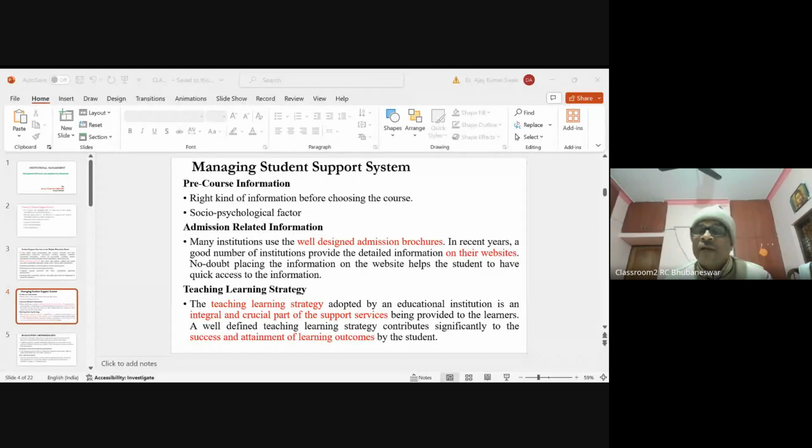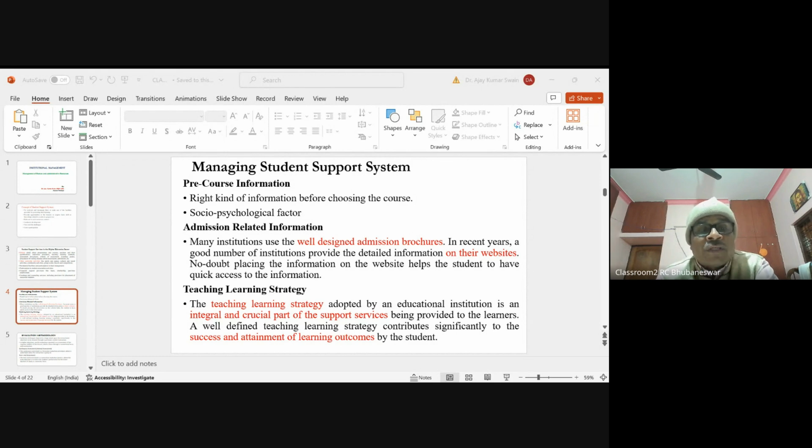Most of the parents enroll their children in engineering colleges and different professional courses. Listening, the amount of expenditure is 2 lakhs, 3 lakhs. But later on, they have been exploited. Instead of 2, 3 lakhs, they have to spend 5 lakhs, 7 lakhs, 10 lakhs. So they sold their properties, and suffer from psychological worries, tensions, etc. So socio-psychological factor is another pre-course information. Second is admission related information.